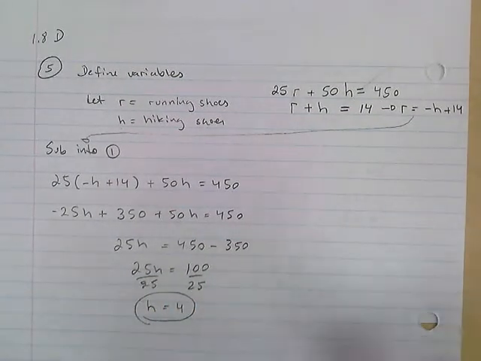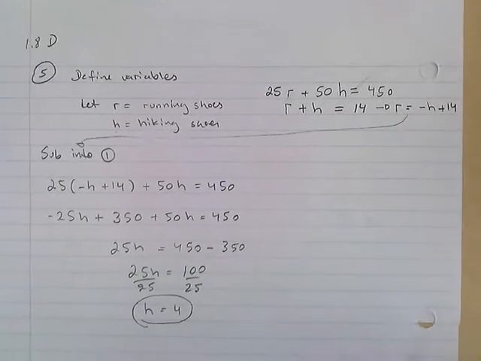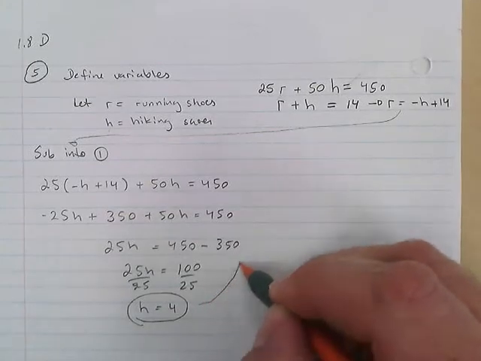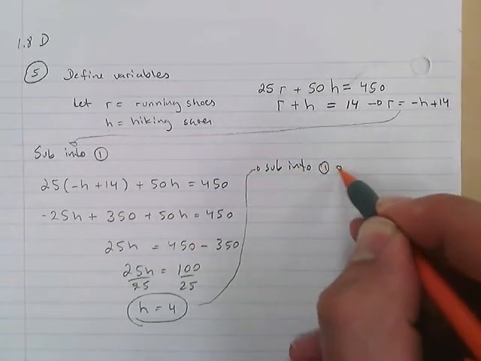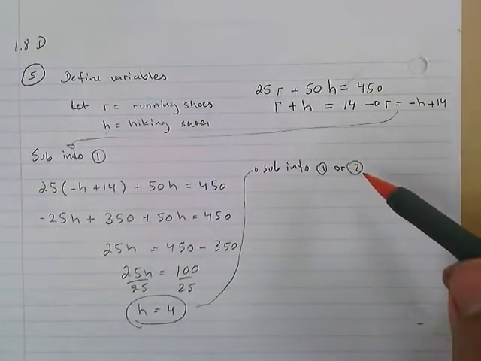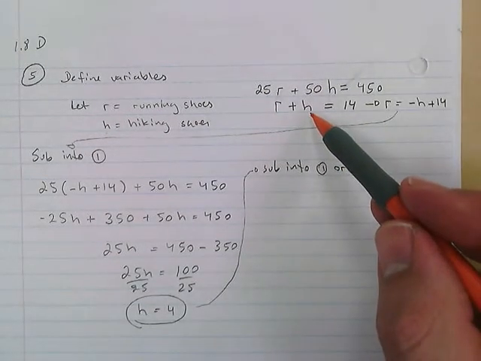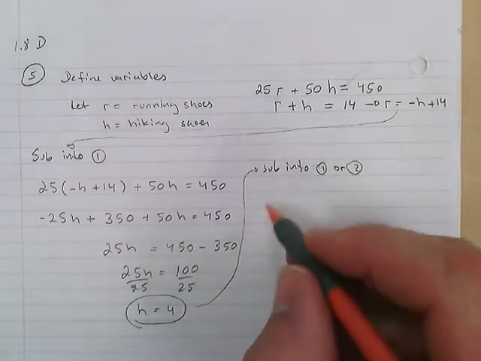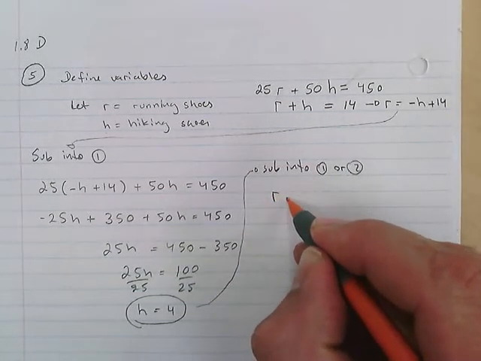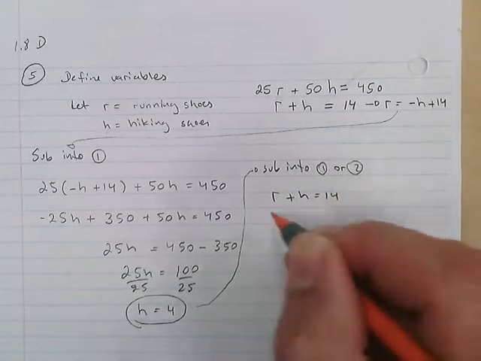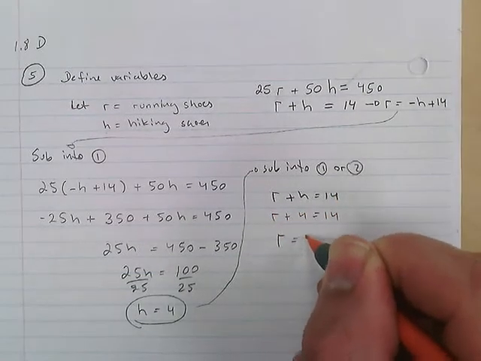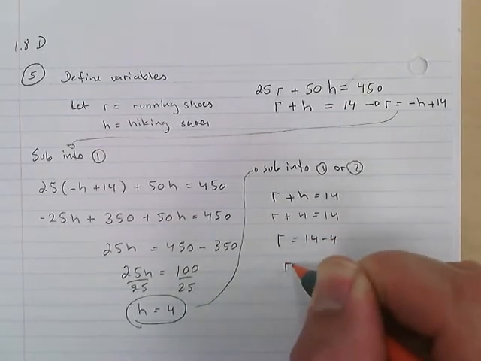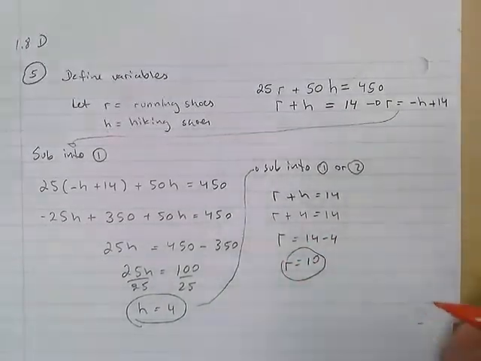Okay, and the next one we need to find is R. So we take this, sub into 1 or 2, and I think the second one is probably the easiest, right? So we're going to go R plus H is equal to 14. I'm going to write it out. Then it's R plus 4 is equal to 14. R is going to be 14 minus 4. R is equal to 10. Okay.